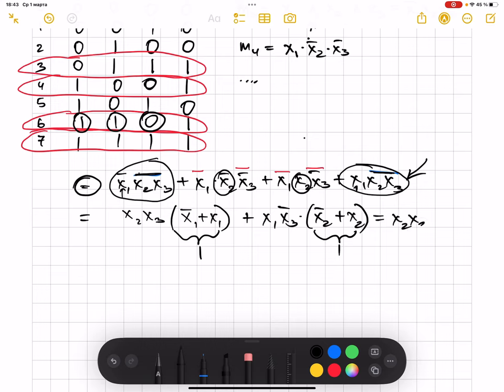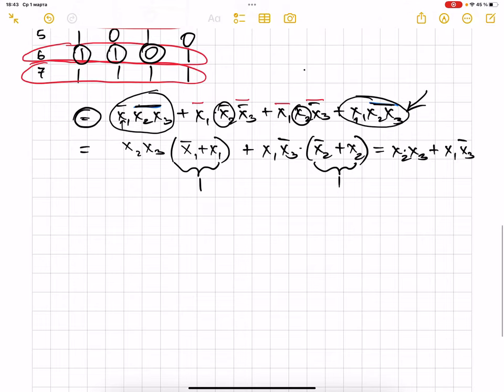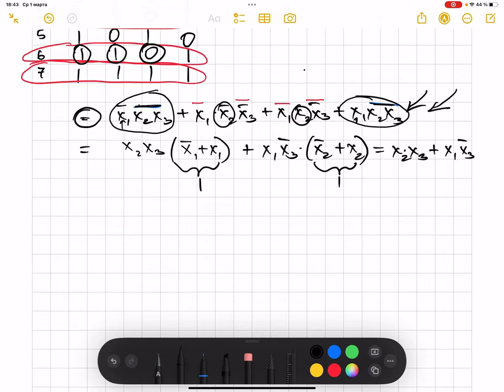x2 x3, this AND multiplication, plus x1 x3 bar. So I hope it's understandable, right? We simplified from this to this. So now our objective is to implement this function, that means to draw the function with the operators, I mean AND, OR, XOR, let's say.